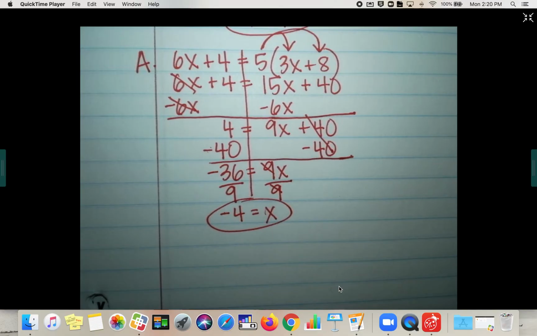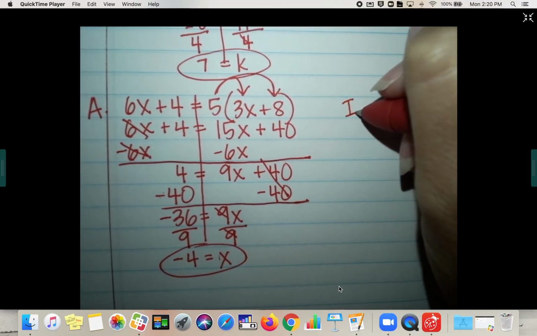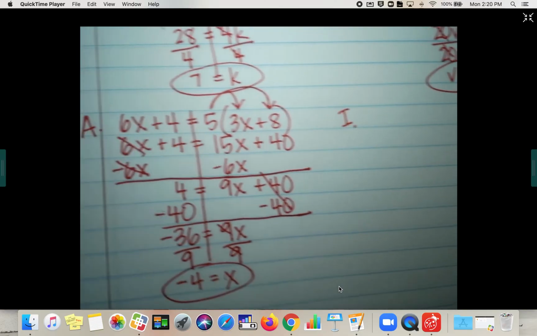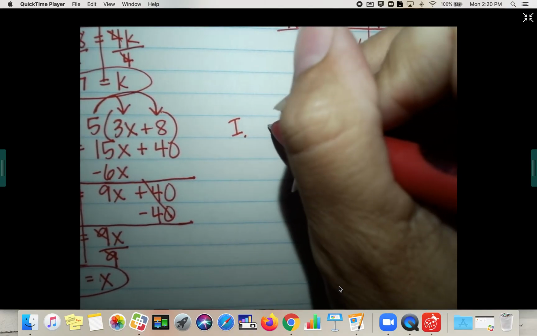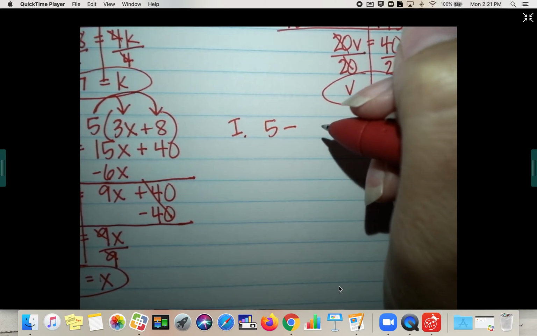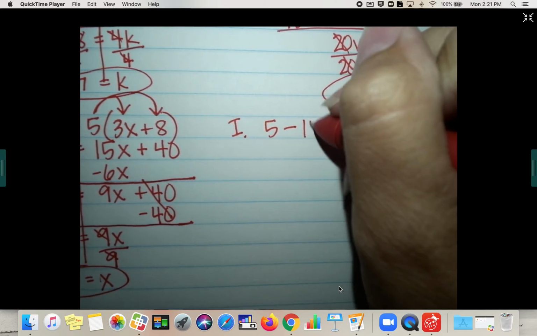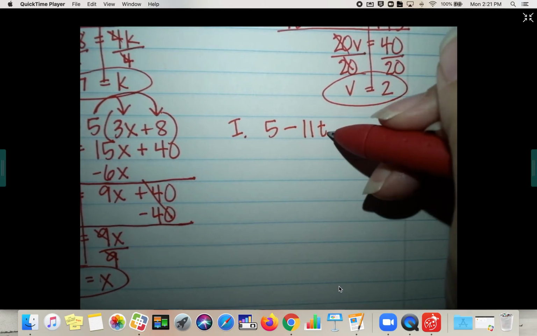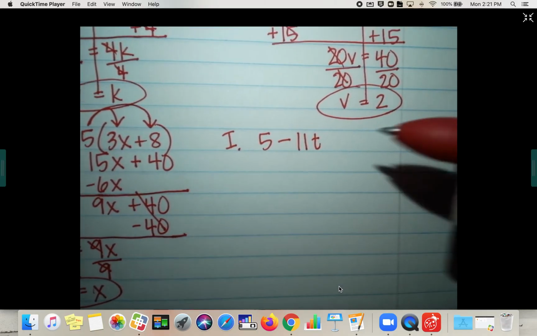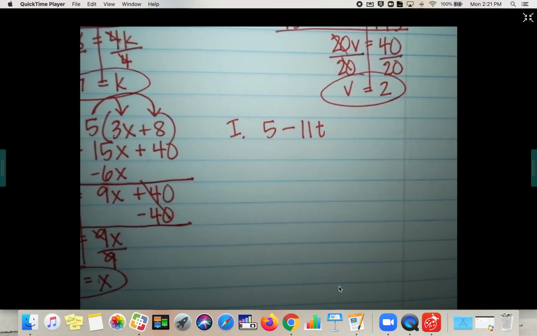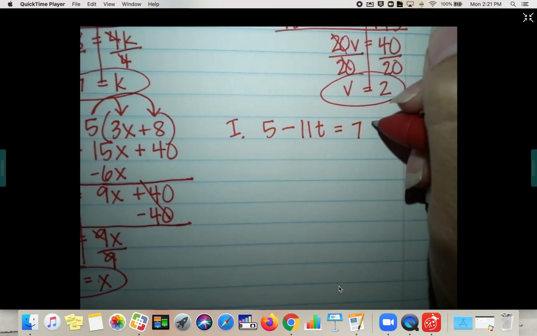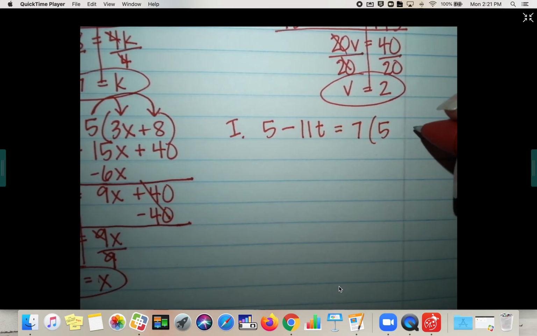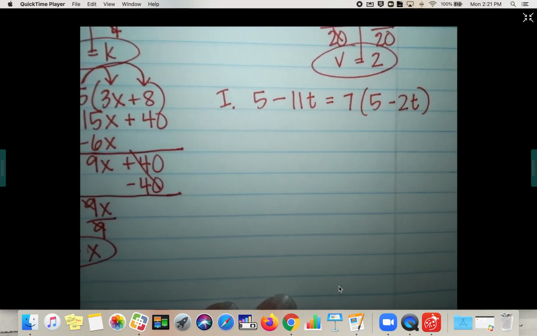All right, moving on to letter I. Letter I says 5 minus 11t. Oh, I have to make a little edge on the t, or else my t looks like a plus sign, so be careful with that. Equals 7 times the quantity 5 minus 2t. Be careful with that t again.